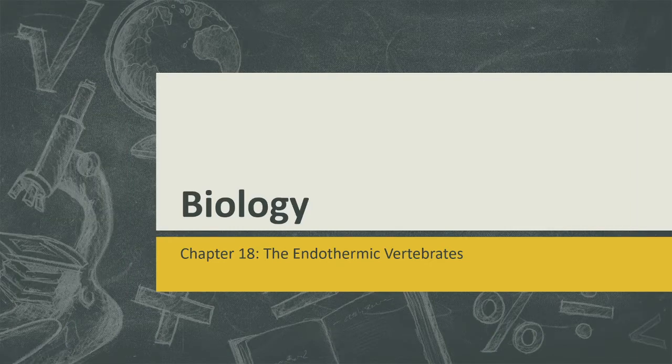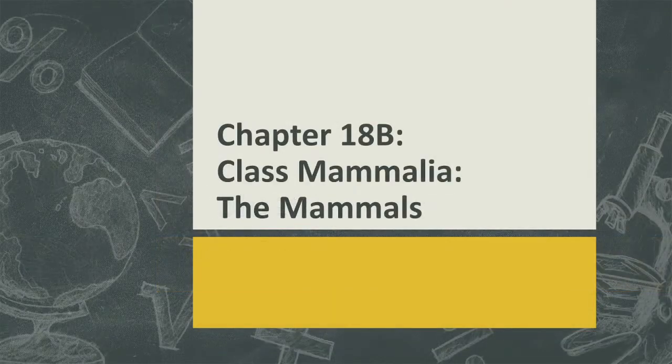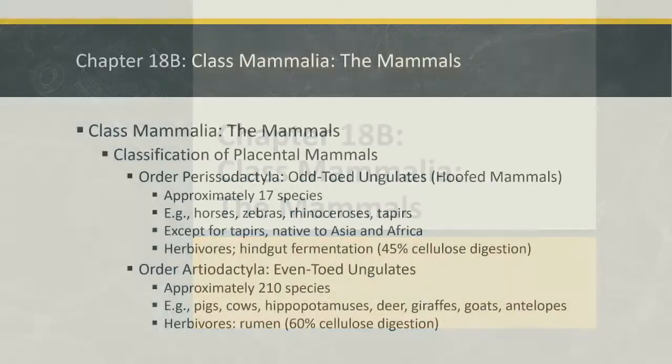All right, we are wrapping up the animal kingdom today with our third and final video going over the endothermic vertebrates from chapter 18, but in particular the mammals, and then even more specific than that, we have been going through the placental mammals. This is our third and final video about the placental mammals. So just a few more orders to go over here.